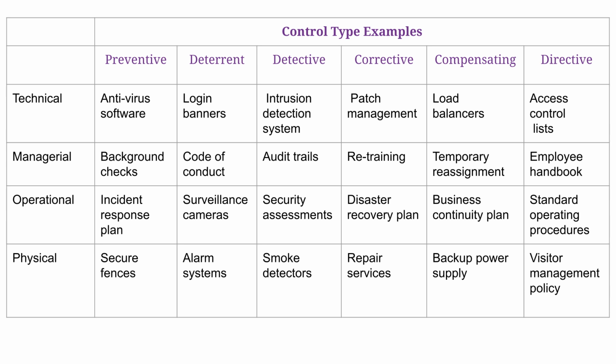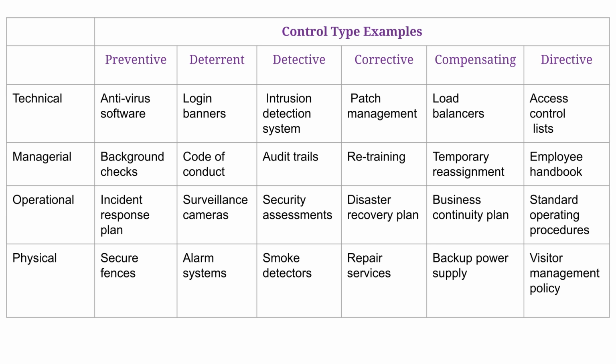Directive controls guide behavior and ensure compliance with the security policies. Access control lists, employee handbooks, and visitor management policies are tools that direct how security is to be maintained within the organization. The matrix illustrates that security is a multifaceted challenge requiring a blend of different control types across technical, managerial, operational, and physical domains.